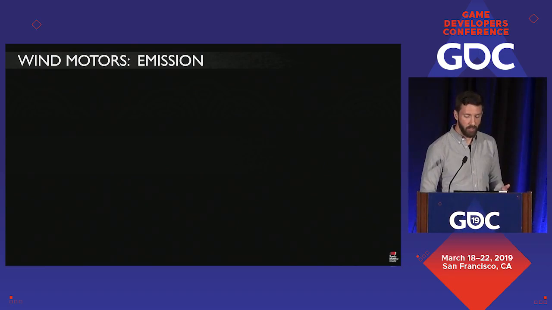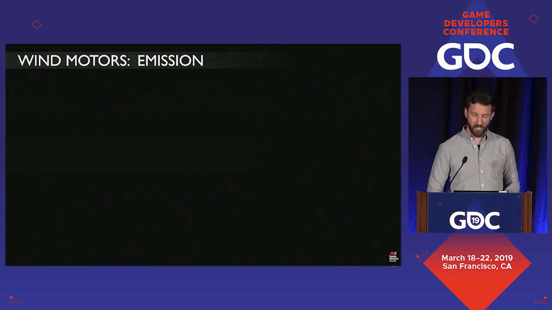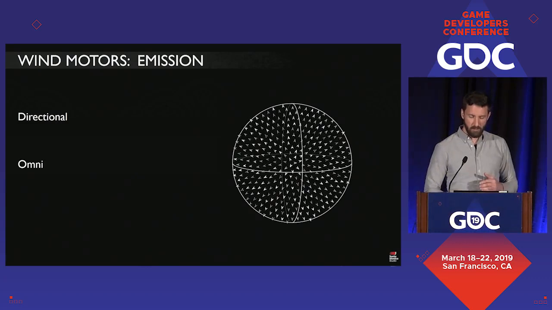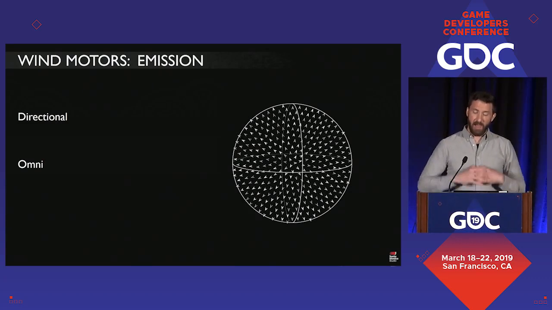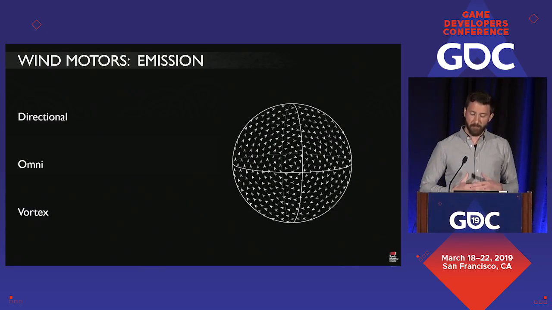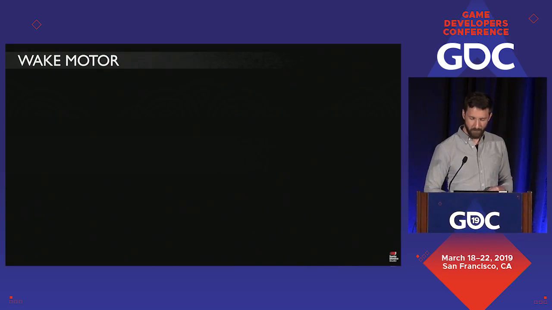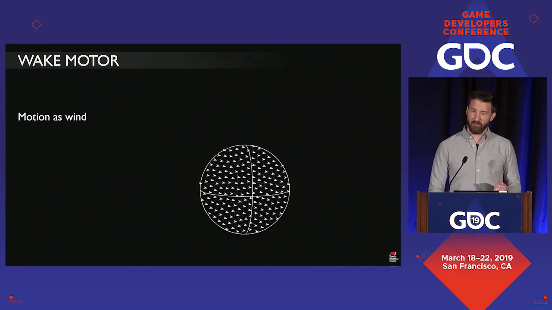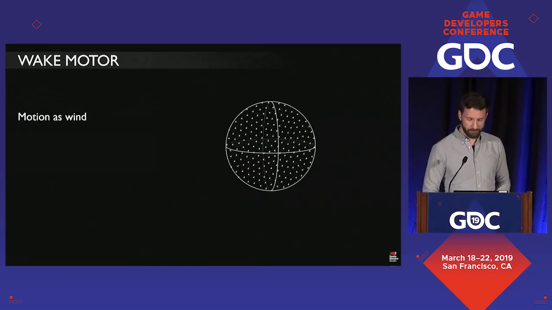So what is their output? Well, we have 3 simple distributions. Directional motors emit wind along their primary axis. Omni-motors emit wind outwards from a central point. And vortex motors emit wind around the primary axis. We also have a special 4th type of motor, the wake motor. This outputs wind in the direction that it travels, proportional to its speed.